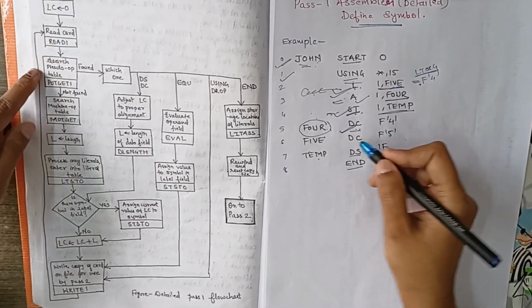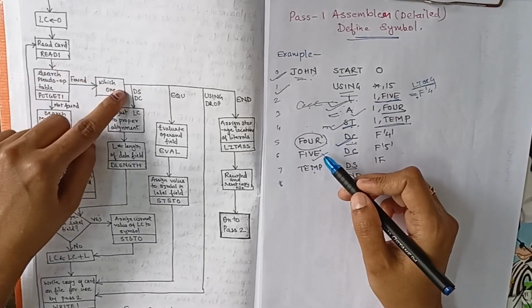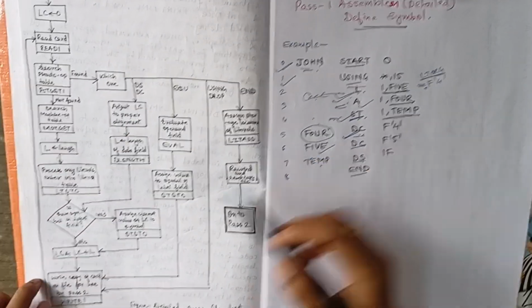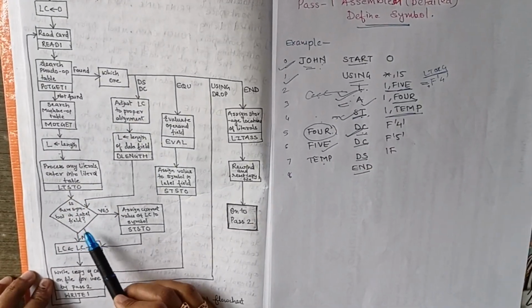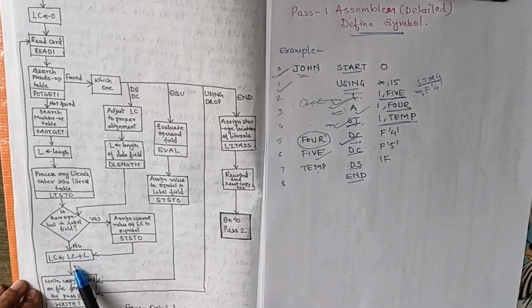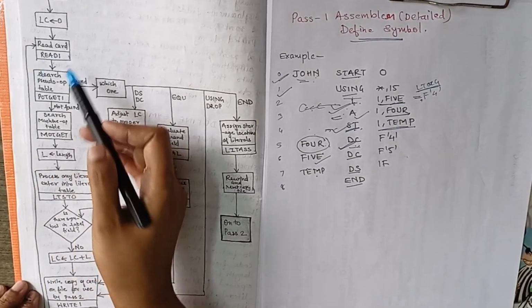The same process starts. Again we have a DC, and again it contains a symbol, so the process is the same. It comes to the DC part, then goes to the symbol table, then assigns the current value of the location counter. The location counter gets incremented and it is punched for pass 2. Then again the process gets started.